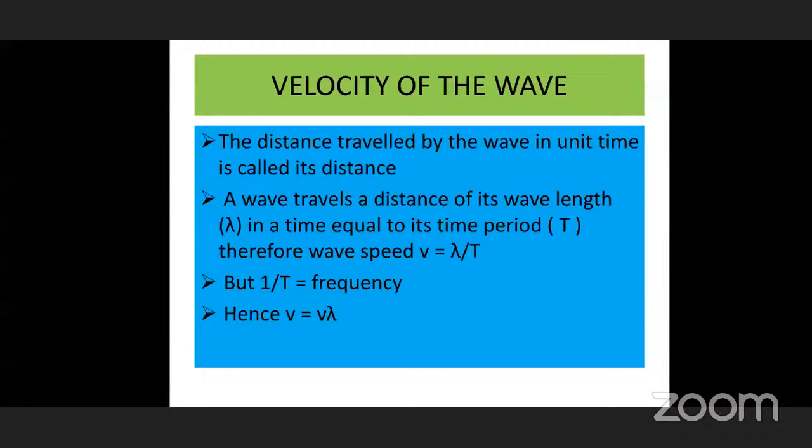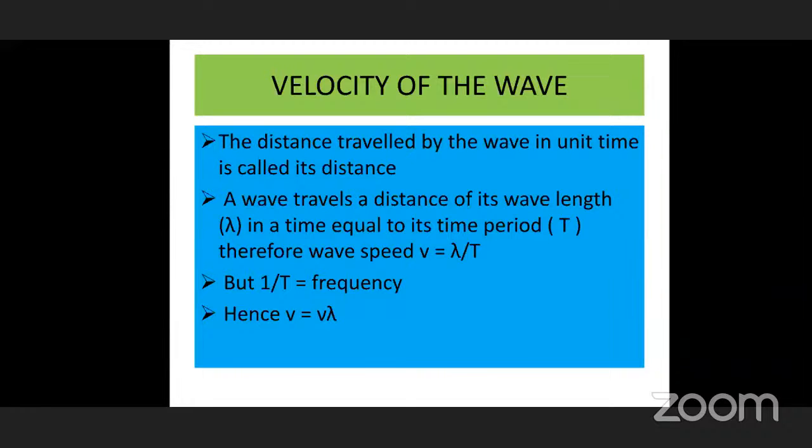How do we write lambda by T? During the time period T, the wave makes only one oscillation. When we measure this one oscillation horizontally along the sine curve, the distance is called the wavelength. Therefore, lambda is the wavelength, divided by the time T. Again, v is equal to lambda by T. In this, 1 by T is called frequency. So v is equal to nu lambda, frequency times lambda, you can also write. Hence v is equal to nu lambda is the velocity of the wave.